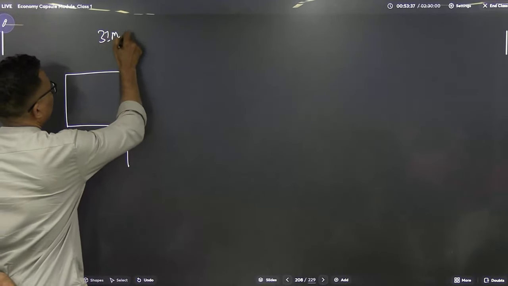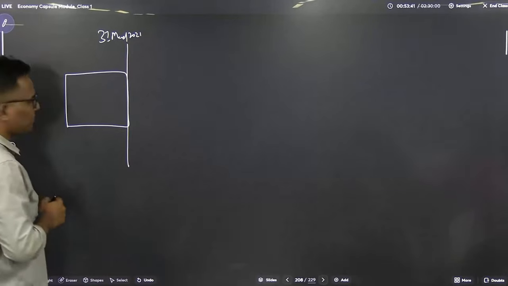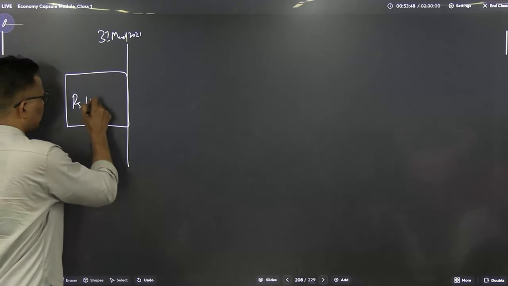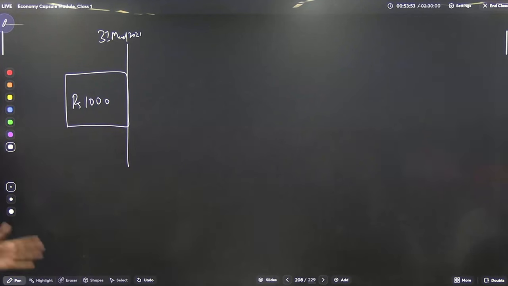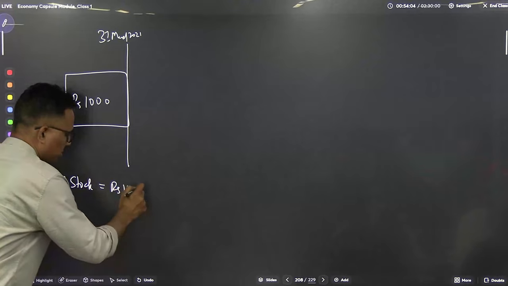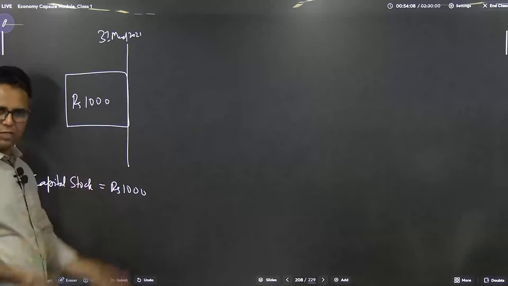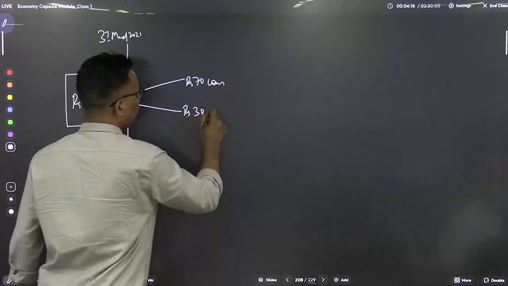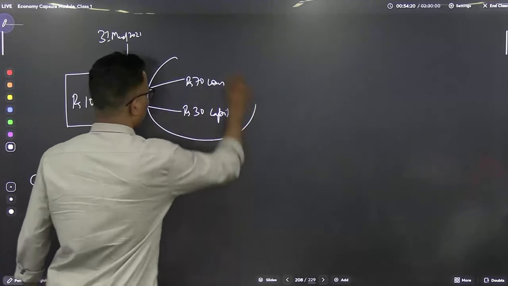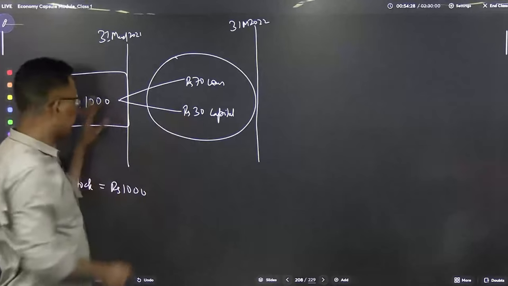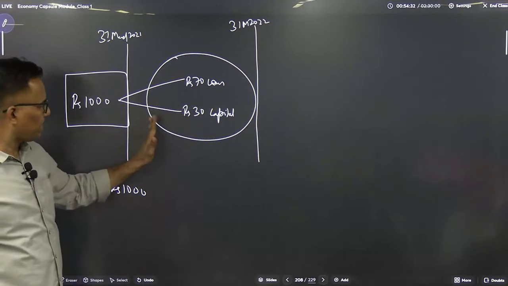On 31st March 2021, board pe dekho, India had certain capital goods worth rupees 1000. So the stock of capital on 31st March 2021 was rupees 1000. This capital stock worked for a year and produced rupees 70 of consumption goods and rupees 30 of capital goods. So in one particular year, this factory worked for a year and produced 70 rupees of consumption goods and 30 rupees of capital goods.